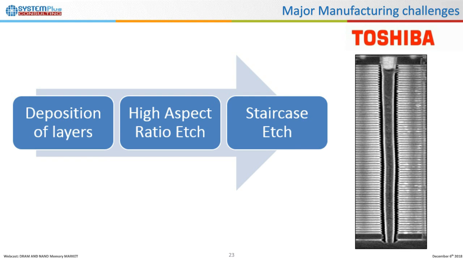And another problem that they are facing is the staircase etching, where they have to connect the contacts to the word lines. So this staircase etching will add on to the number of lithography and patterning steps that have to be done with each generation.